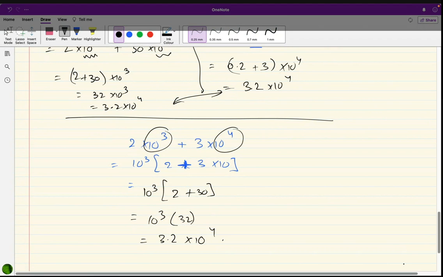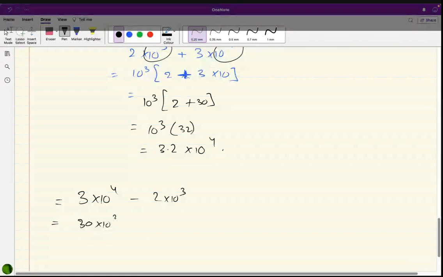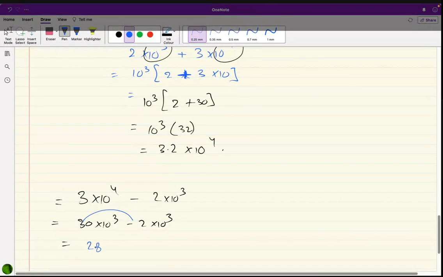So this was addition, and in the same way, we'll do subtraction also. 3 into 10 raised to the power 4 minus 2 into 10 raised to the power 3. I cannot subtract 3 and 2 directly because there are different powers. So this has to be 30 into 10 raised to the power 3 minus 2 into 10 raised to the power 3. Now I can subtract them directly because powers are same. So 30 minus 2 is 28 into 10 raised to the power 3. This is correct, but not standard form. So 2.8 into 10 raised to the power 4.